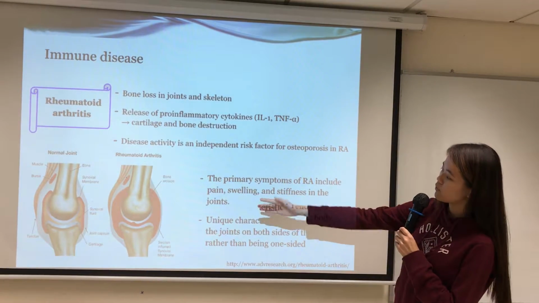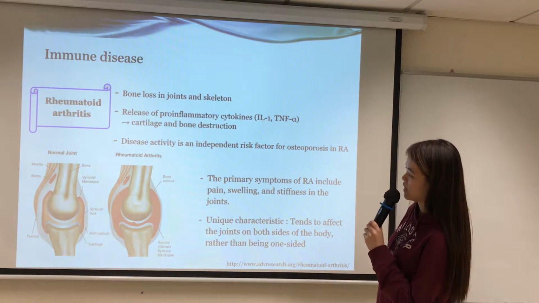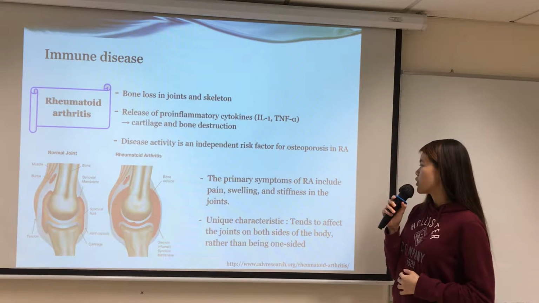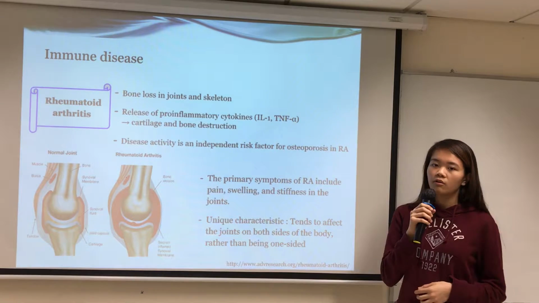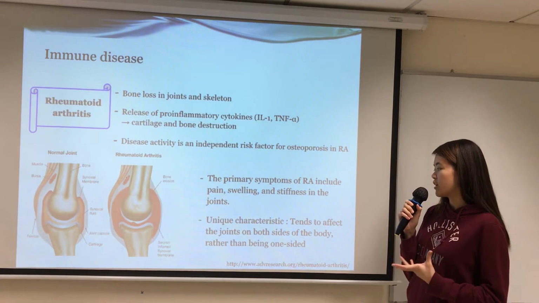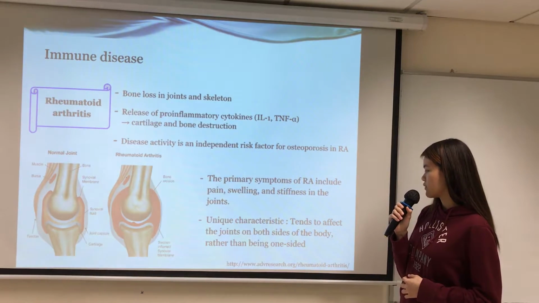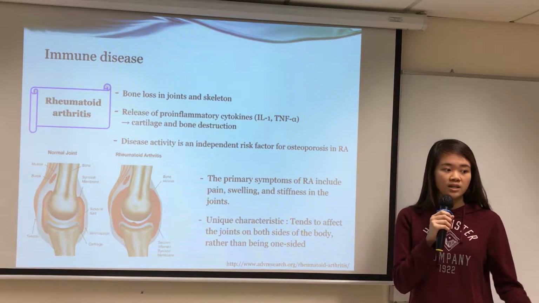And here we show the photo of the normal joint and the rheumatoid arthritis joint. The primary symptoms of rheumatoid arthritis include pain, swelling, and stiffness in the joint. The unique characteristic is that it tends to affect the joints on both sides of the body rather than only being on one side.